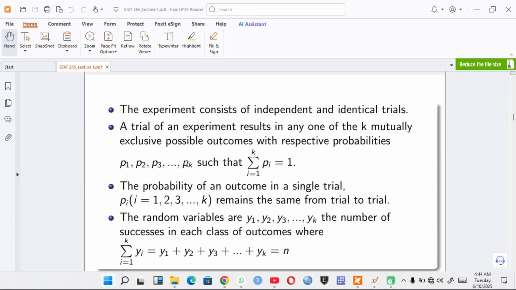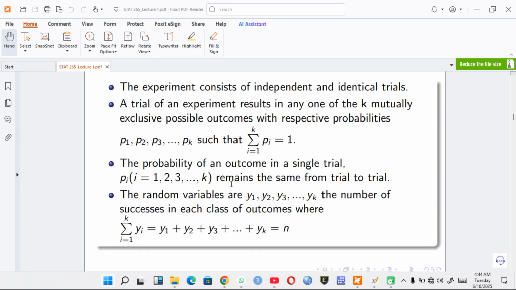The second one tells us that the addition of all the individual probabilities, that's P1, P2, P3 up to Pk, when we sum all these probabilities, it's supposed to give us 1, right? And then the probability of an outcome in a single trial remains the same from trial to trial. So the individual probabilities P1, P2, P3, when we move from one trial to another, do not change. They always remain constant.